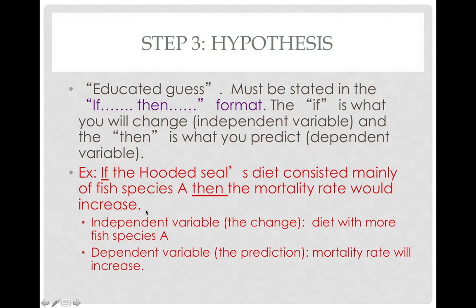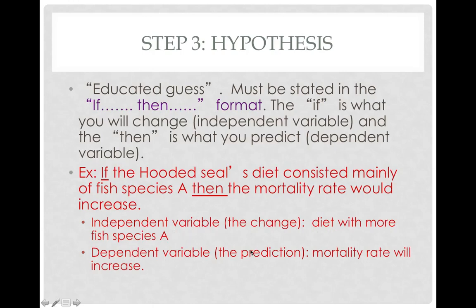So basically what I'm guessing, because of my research, is that if we fed a group of seals this fish species A, which is not part of what we know to be their normal diet, then more of them would die, the mortality rate. So the mortality rate would increase. So the independent variable is what I'm changing. So I'm changing the hooded seal's diet to mainly fish species A. That's what I'm testing. And so that's the independent variable. So the diet with more fish species A.